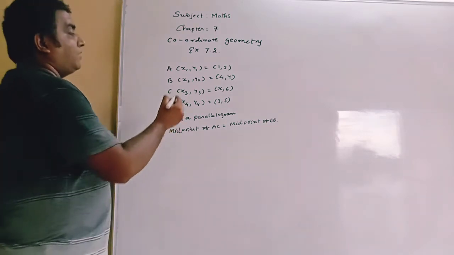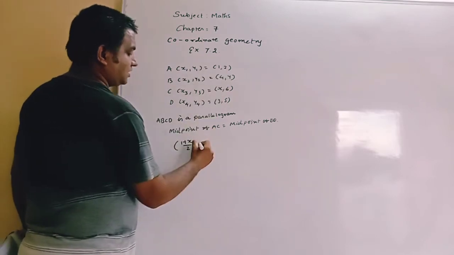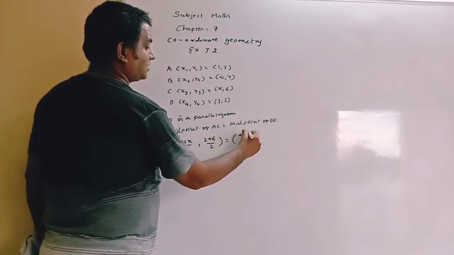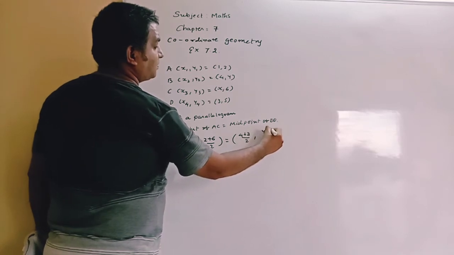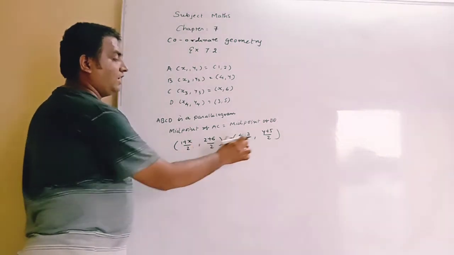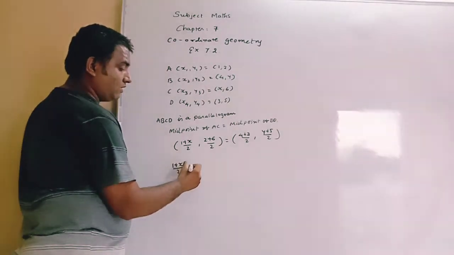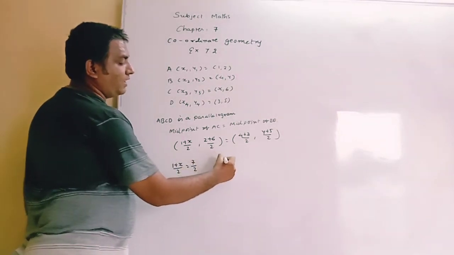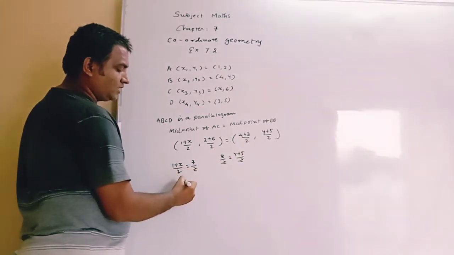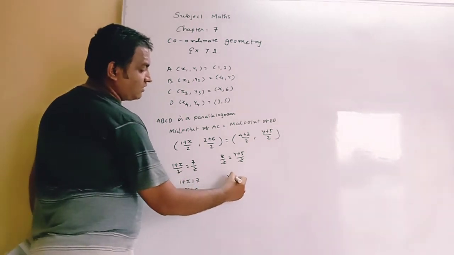By the midpoint formula, we know (1 plus x)/2, (2 plus 6)/2 is equal to (4 plus 3)/2 and (y plus 5)/2. Now, ordered pair equality we have studied in the 9th standard: x coordinate equals x coordinate, y coordinate equals y coordinate. So (1 plus x)/2 equals 7/2 and 8/2 equals (y plus 5)/2. Both sides 2 cancel. So 1 plus x equals 7, so x is equal to 6 and y is equal to 3.